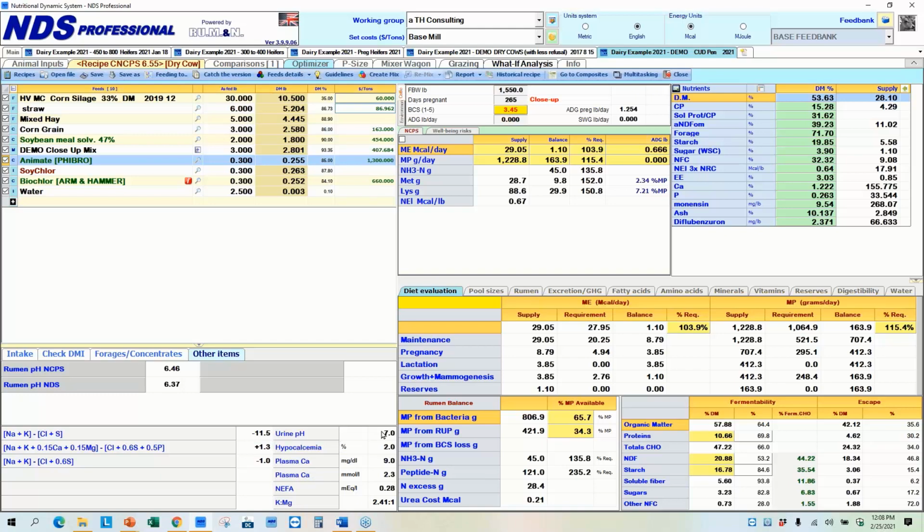So we'll actually predict what the urine pH is, the hypocalcemia, what the total plasma, ionized plasma, gives us some NEPA and also some potassium magnesium ratio. Just some information that clicks in once she becomes 21 days pre-calving. That information is there. Again, looking at where we are, usually I try to set these at about 100%, and then I watch body condition at the dairies religiously in this group of animals.